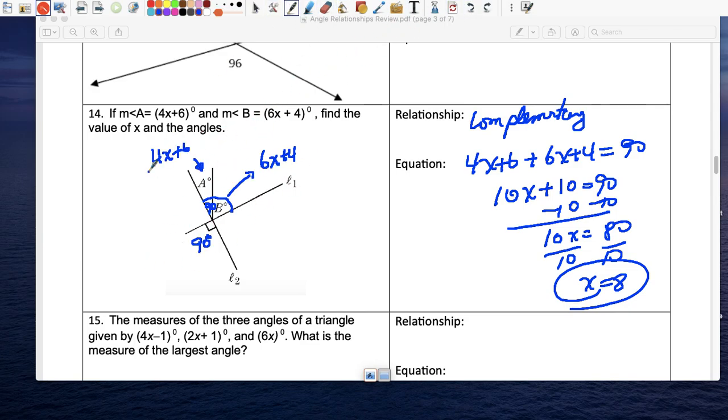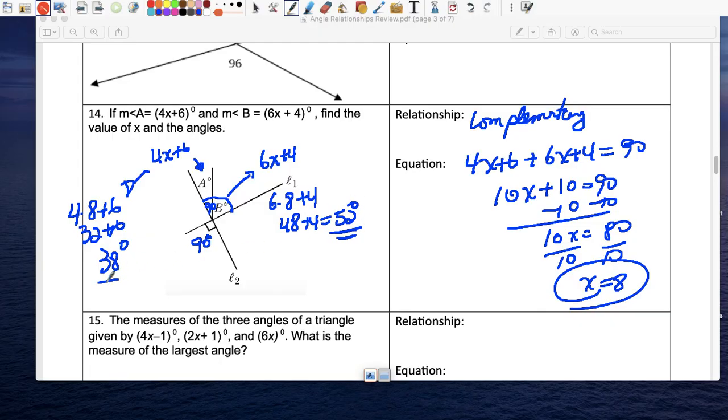Let me substitute over here. I get 4 times 8 plus 6, 32 plus 6, which is 38. So angle A is 38. And angle B is 6 times 8 plus 4. 6 times 8 is 48, plus 4 gives me 52 degrees. So if I take 52 and add it to 38, do I get 90? Yes. Right? And that makes sense.